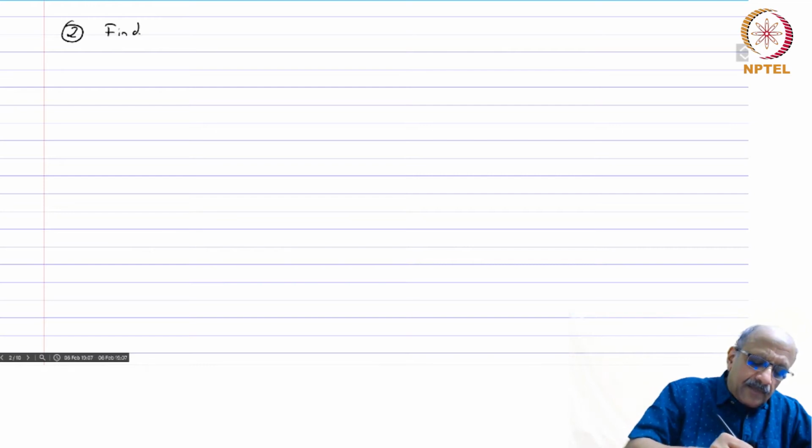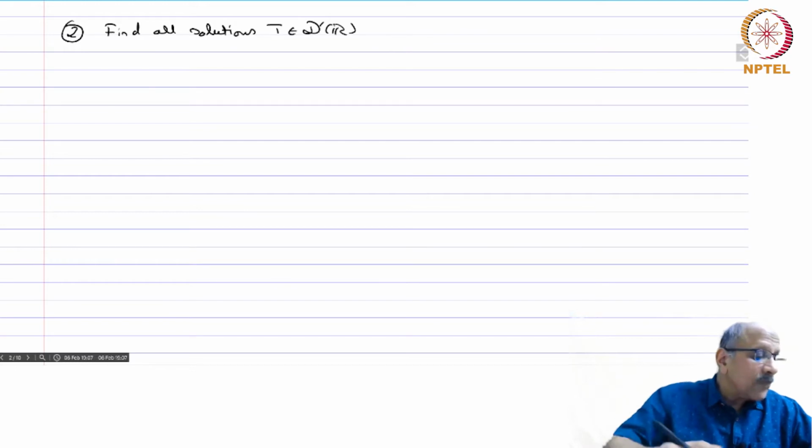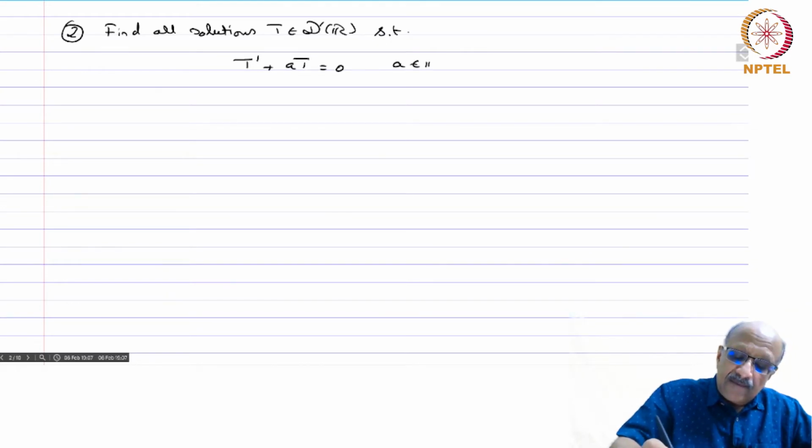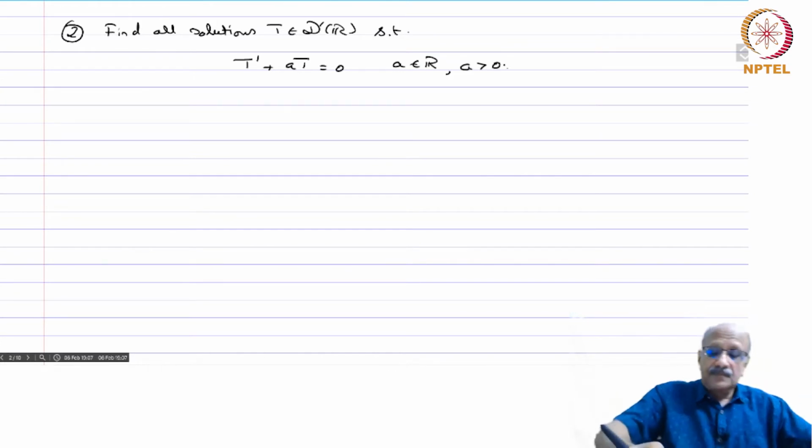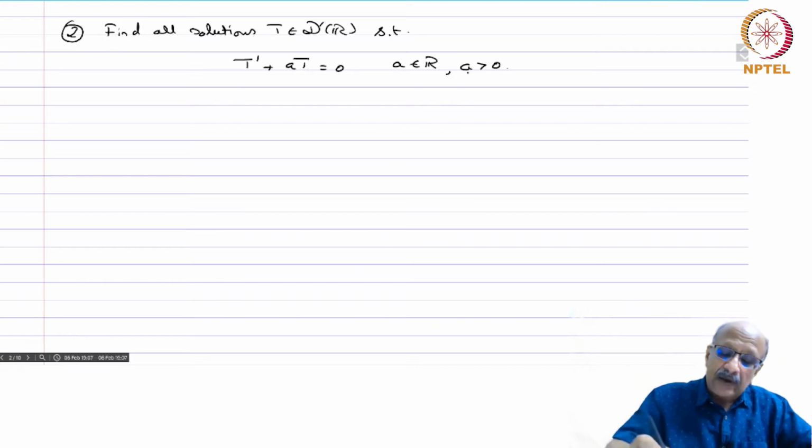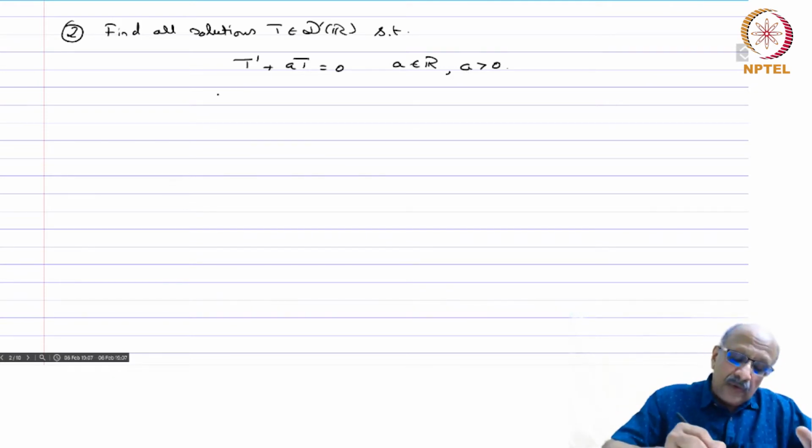Find all solutions T in D prime of R such that T dash plus aT equal to 0, where a belongs to R. Let us say a positive. Okay, it does not matter, a can be anything. Okay, so we are looking now at a differential equation, and we are looking for solutions in the class of distributions. So, these are called distribution solutions of the differential equation. So, we want to know what are all the distribution solutions which can be.